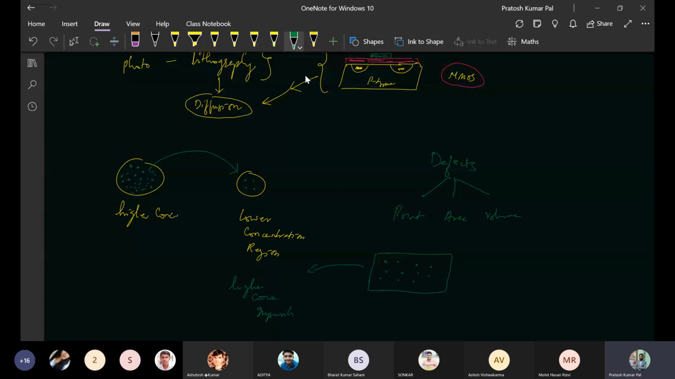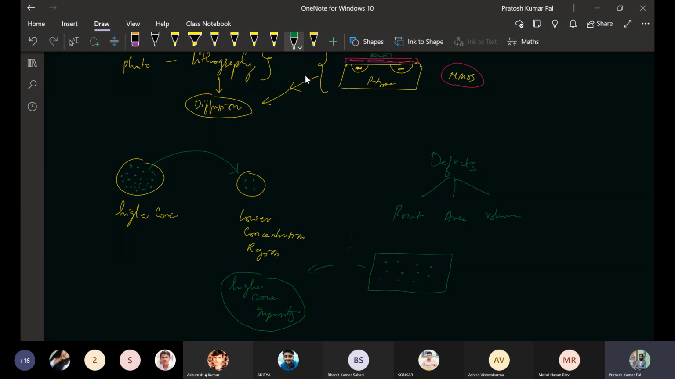So basically we are going to perform the doping here. That means we have a higher concentration of impurities outside than the impurities inside the crystal. Inside the crystal we have a lower concentration of impurities. So there will be a concentration gradient, a change in concentration.